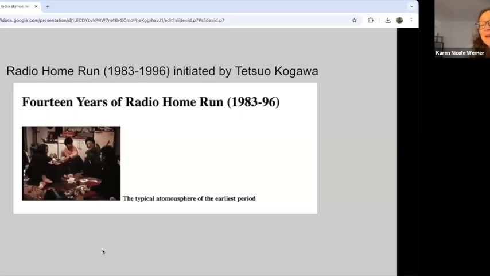This is probably my favorite inspiration. Tetsuo Kogawa actually started Radio Home Run in Tokyo, and it lasted a really long time. In the interest of time, I won't play a short promotional video that they made in the 80s, but I'm happy to provide the link. And there's quite a lot written about this. Tetsuo Kogawa is now an elder in radio art and mini FM especially.